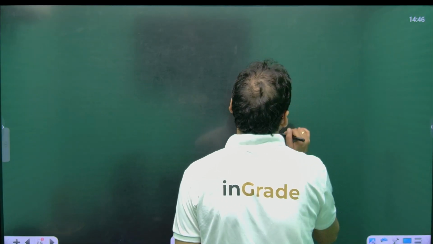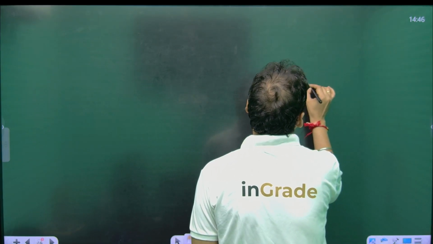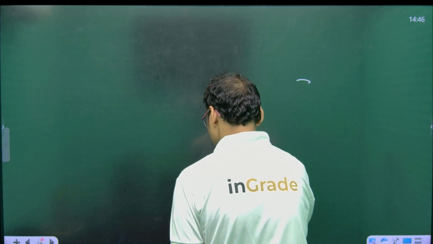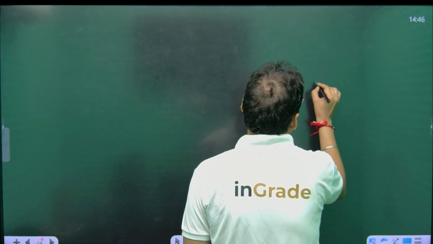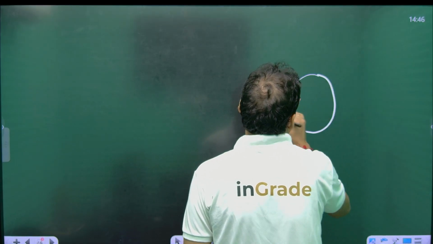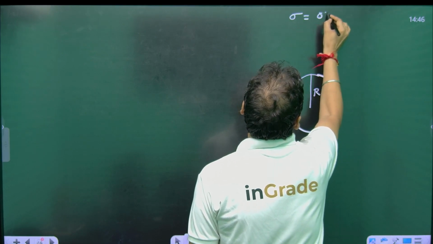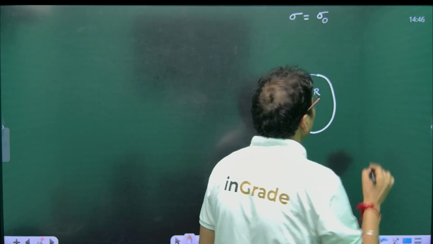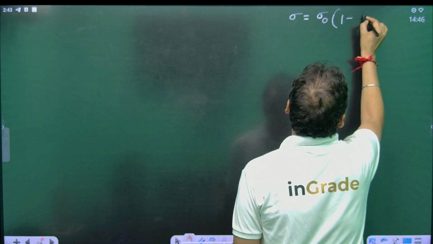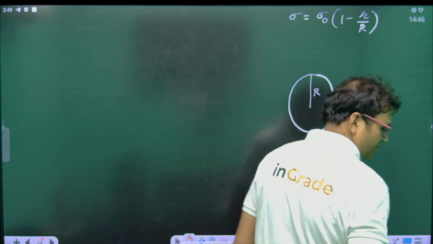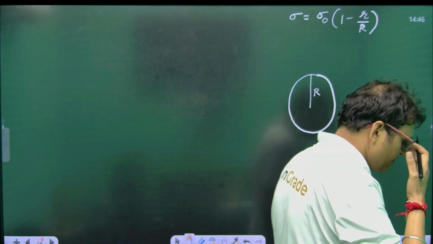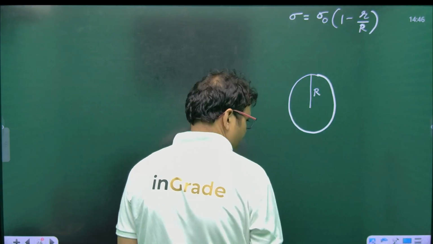For a circular disk of radius R, the charge density sigma is given by sigma naught times (1 minus r by R). That is the charge density.